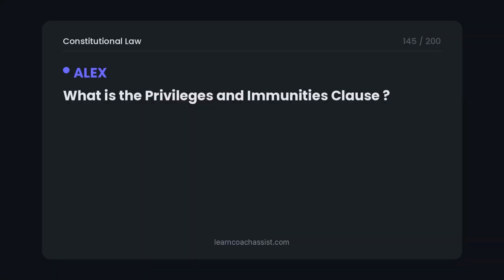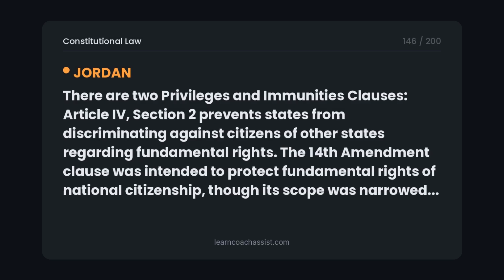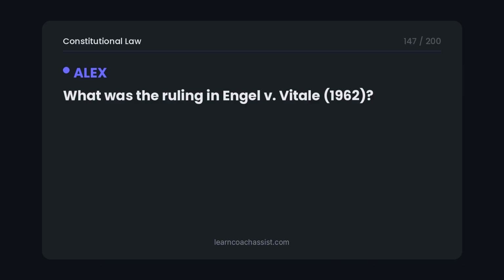What is the Privileges and Immunities Clause? There are two Privileges and Immunities Clauses. Article 4, Section 2 prevents states from discriminating against citizens of other states regarding fundamental rights. The 14th Amendment Clause was intended to protect fundamental rights of national citizenship, though its scope was narrowed by the Slaughterhouse Cases, 1873.